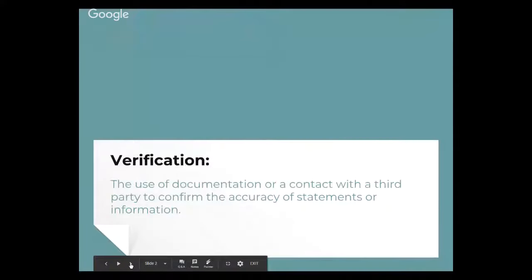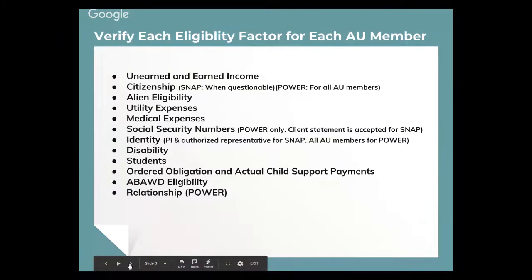And so, all right, moving on. So verification is simply, as I stated, the use of documentation or a contact with a third party which confirms the accuracy of statements or information. When we're looking at what we need to verify with a SNAP application or a Power application, some of the eligibility items that we will need to have verified are things like unearned and earned income, citizenship. For SNAP, we only verify that when it's questionable. However, for Power, we do need to verify that for all assistance unit members.